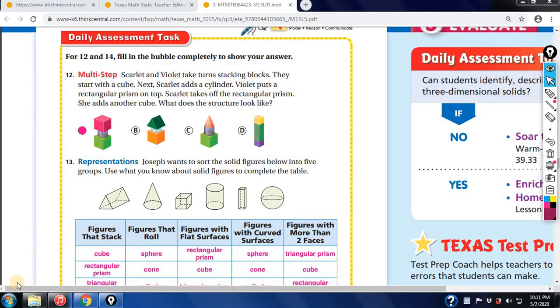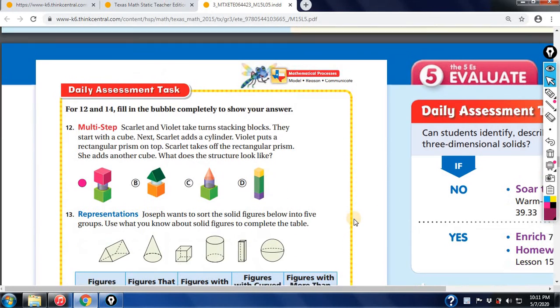Okay, we're looking at 15.5, your daily task assessment and your homework practice review. Hopefully you were able to download the papers that have the three-dimensional shapes and create those three-dimensional figures and have them handy with you so that you can visualize what a face is, what an edge is, and what a vertex is, and other characteristics that we're going to be talking about right now. So let's look at the first one and analyze what they're asking us to do.